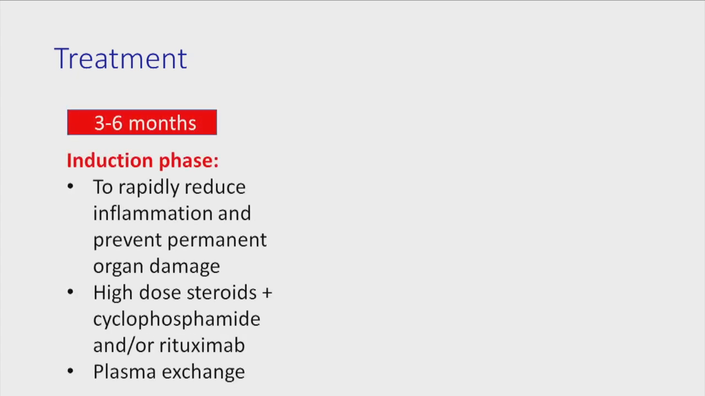So for treatment, I'm only going to go over this very briefly because another speaker went into a lot of detail this morning. Basically, in general, we differentiate two different phases for the treatment. The first one is the induction phase. It normally takes between 3 and 6 months, and the goal of this phase of treatment is to rapidly reduce the inflammation and prevent permanent organ damage. It's normally done by using high doses of steroids, many times IV steroids at the beginning, and then switching to high doses of oral prednisone.